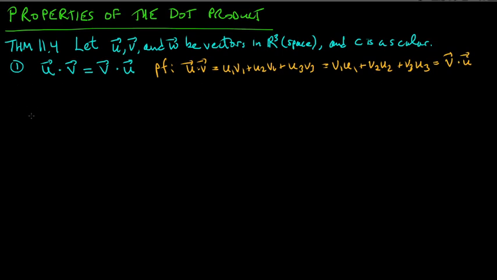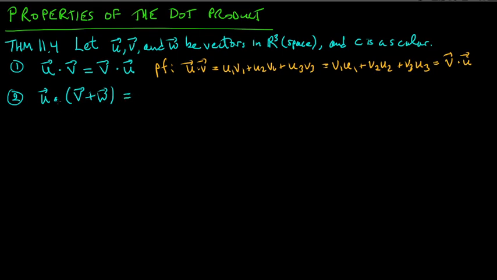But I'm probably not going to show the rest, right? The second property just says that if I distribute, say, u, and I take the dot product of a sum, let's say v plus w, right? And we talked about adding two vectors in the last video, so that should be clear.